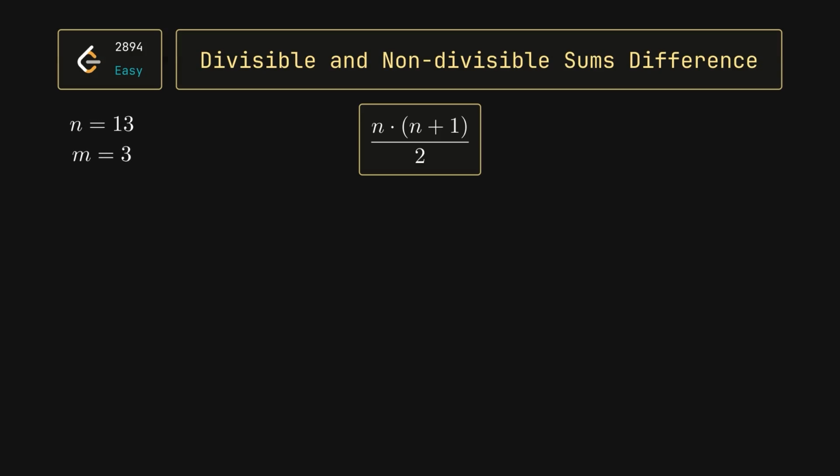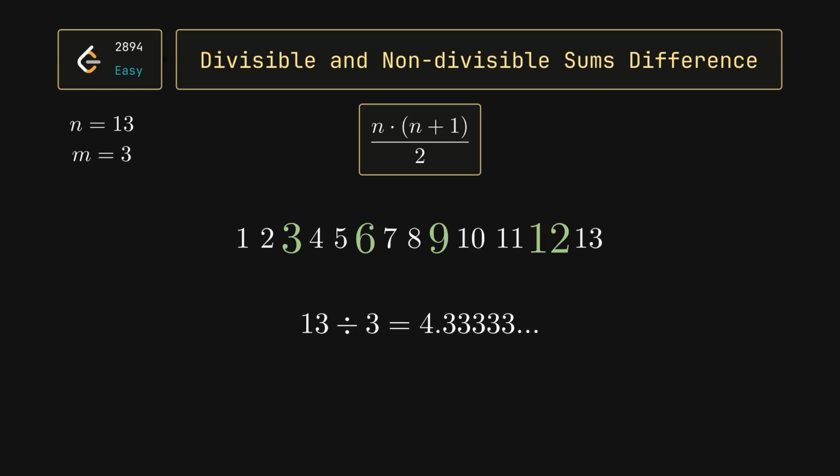Now we'll explore an example, finding the sum of numbers from 1 to 13 that are divisible by 3. There are 4 such numbers: 3, 6, 9, and 12. We can find how many multiples of 3 exist in this range by calculating floor of 13 divided by 3 equals 4. The floor function gives us the integer part, ignoring any decimal remainder. This result, 4, represents the count of numbers divisible by 3 from 1 to 13.